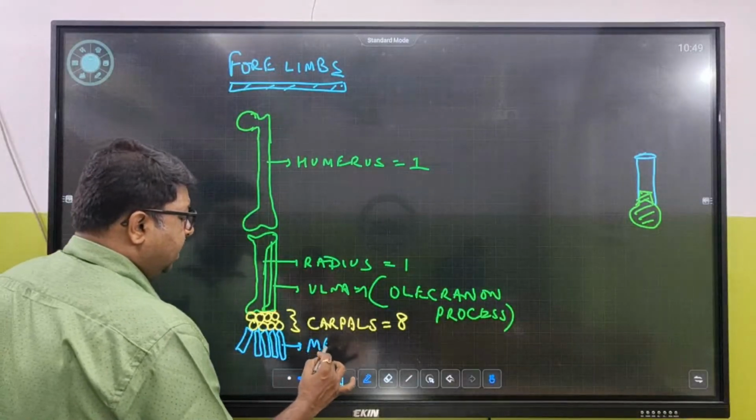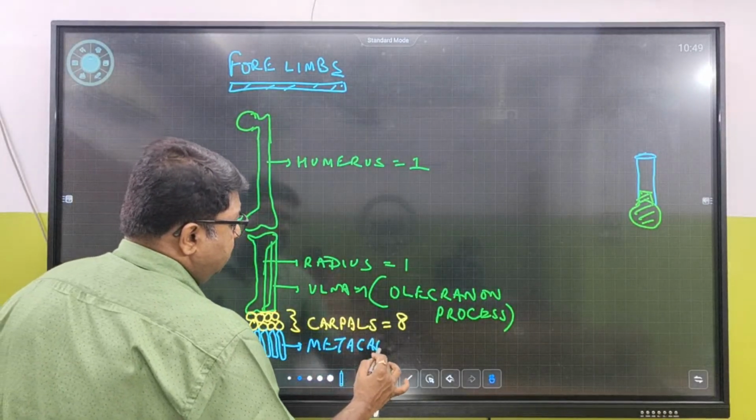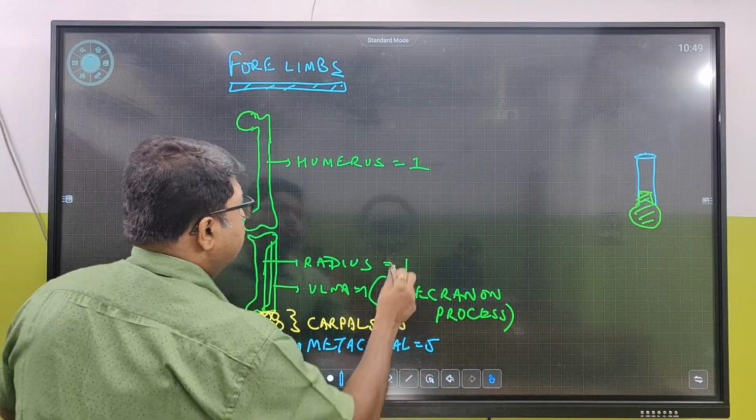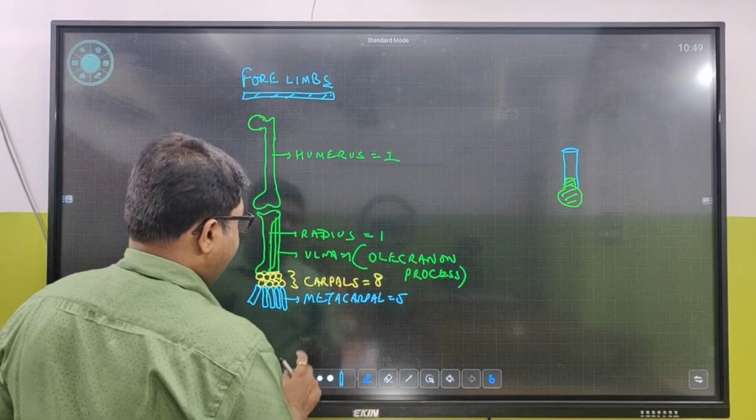And this is called metacarpal. How many of the bones are there? 5 bones are there. Fine.